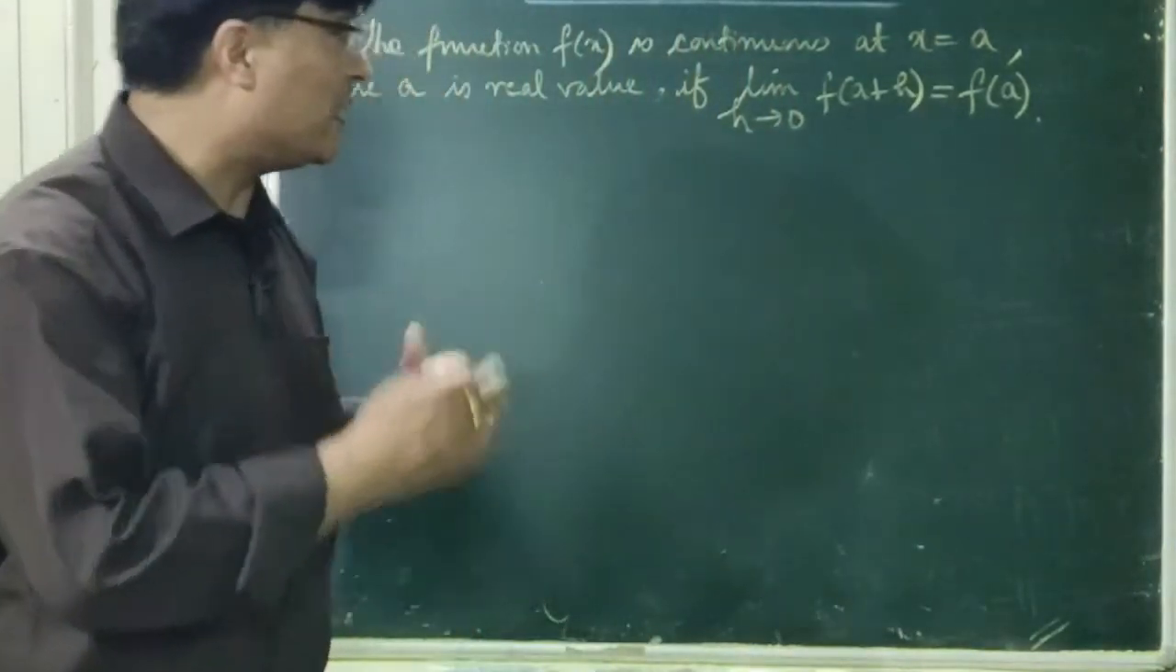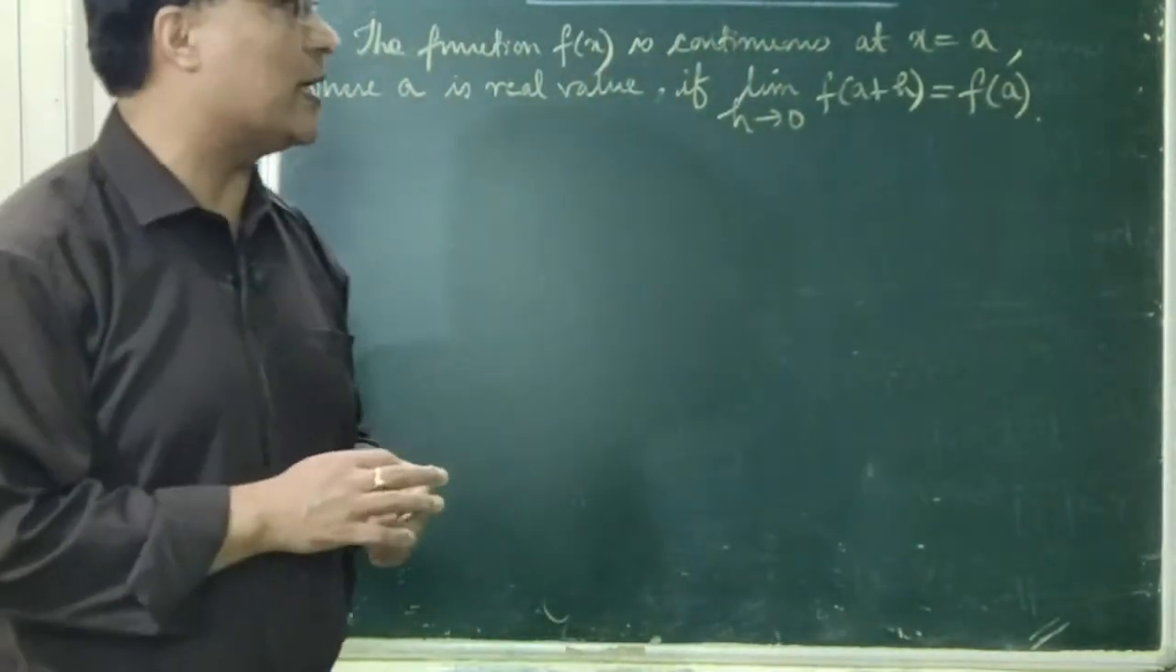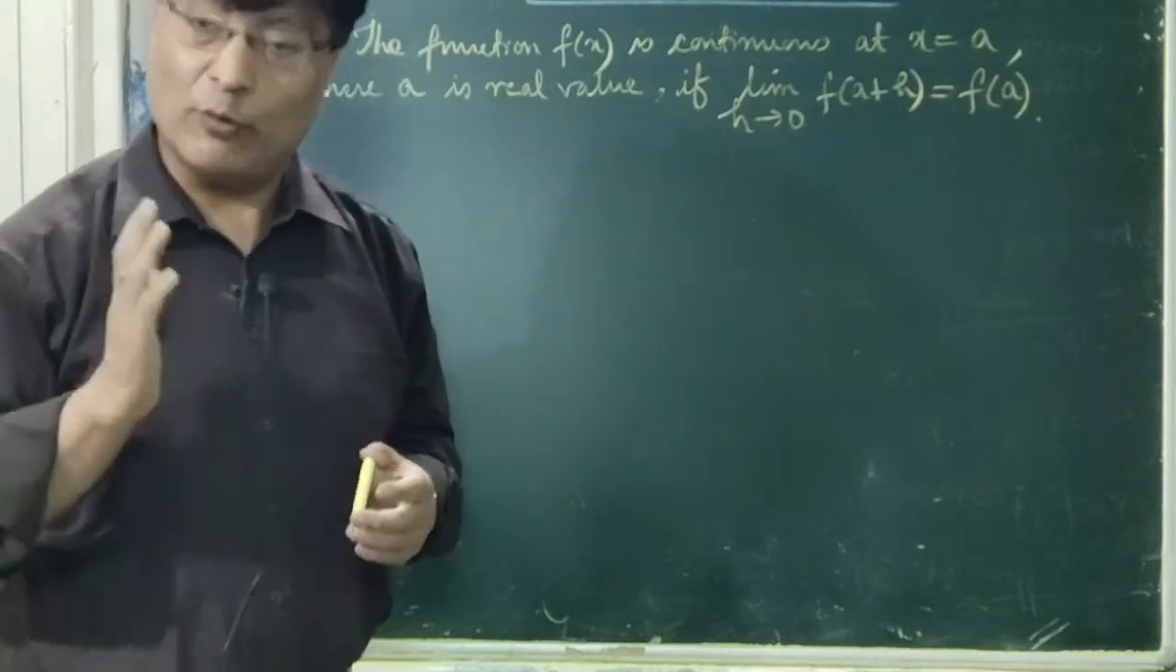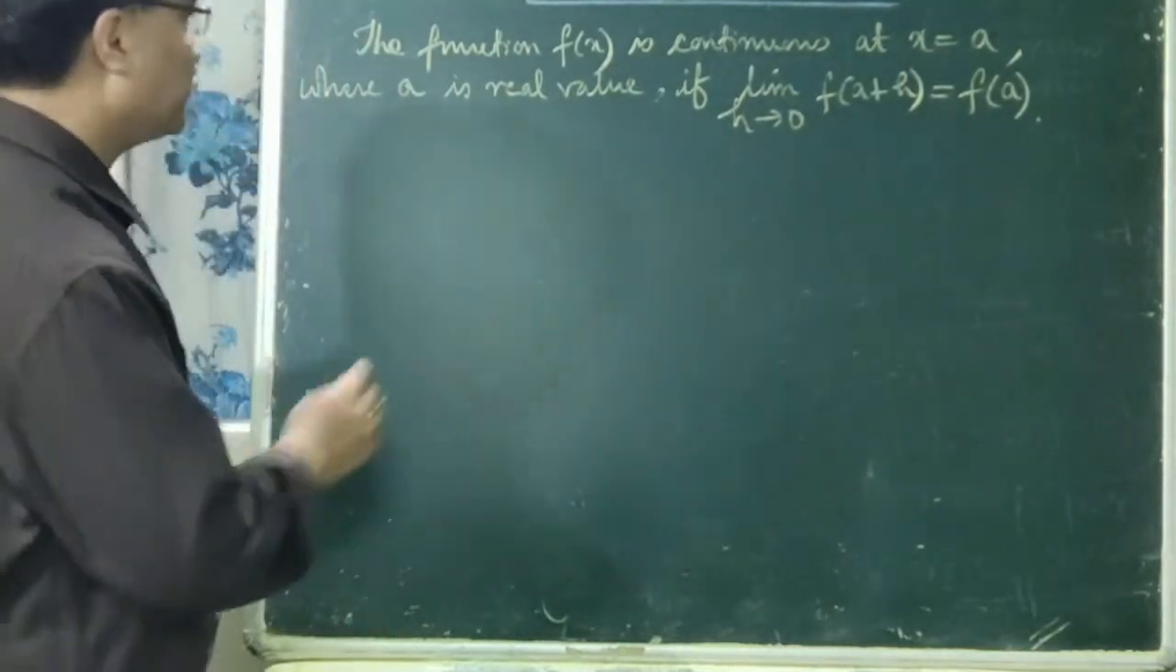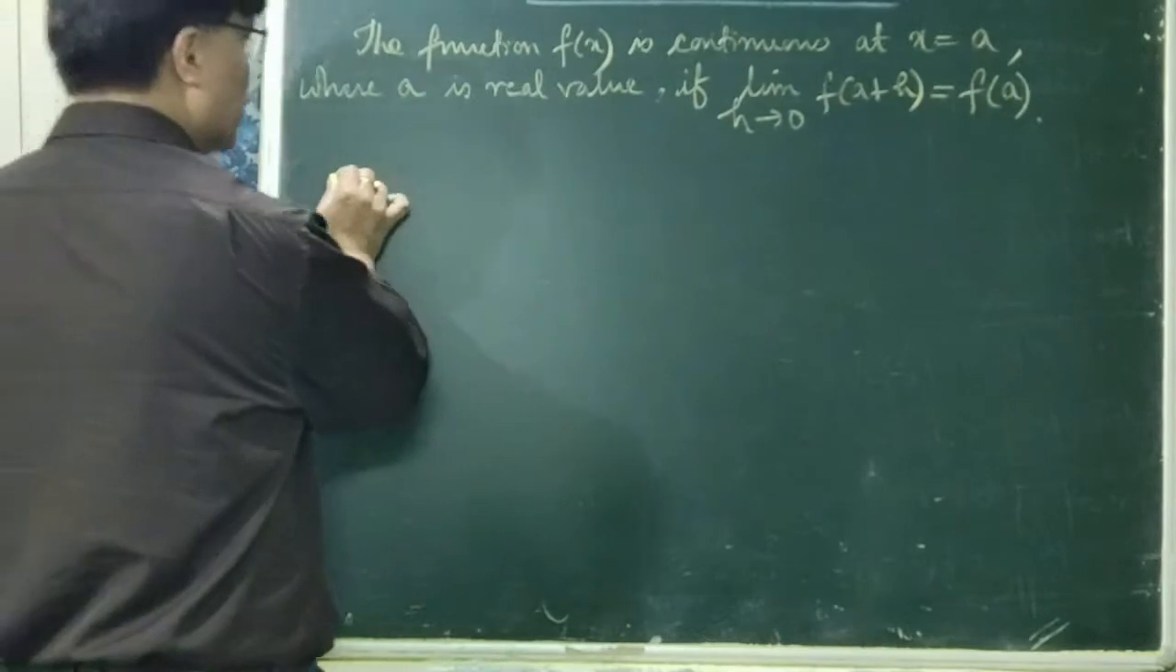Both right hand limit and left hand limit are included in this case. So now I'll explain to you about this limit h tends to 0, f of a plus h is equal to f of a. What is it actually? So let us consider a number line here.